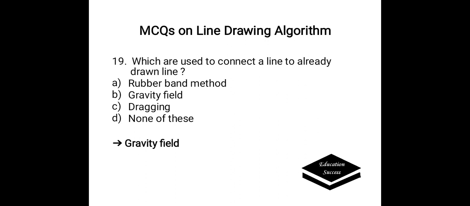Which are used to connect a line to already drawn line? Options are A. rubber band algorithm, B. gravity field, C. dragging, D. none of these. Correct answer is gravity field. It is used to connect a line to already drawn line.